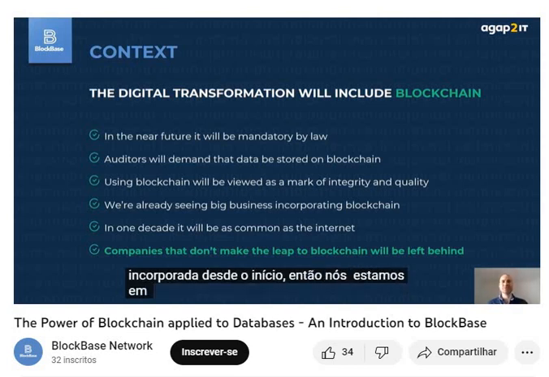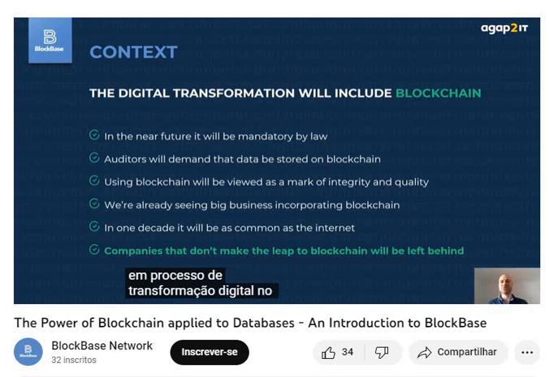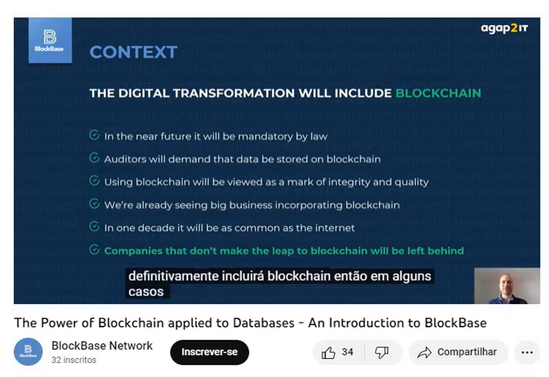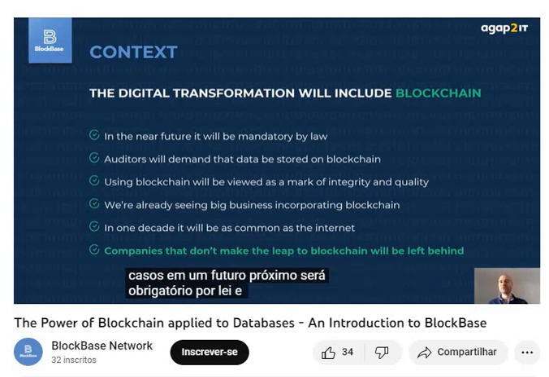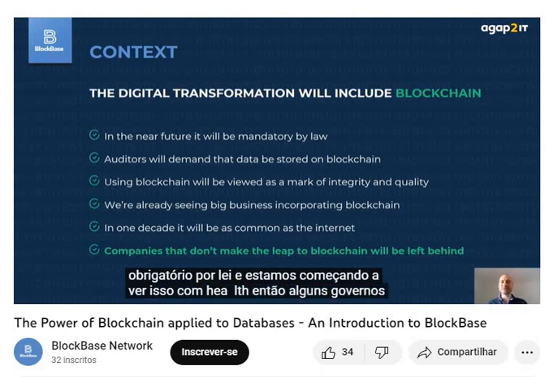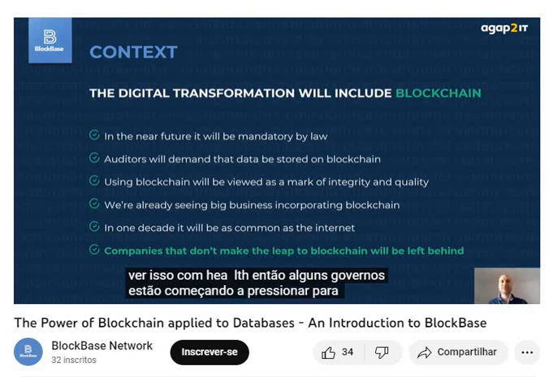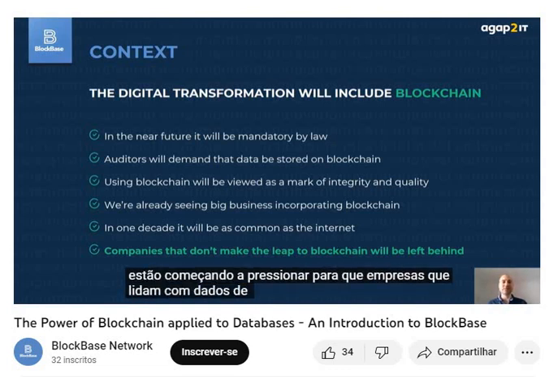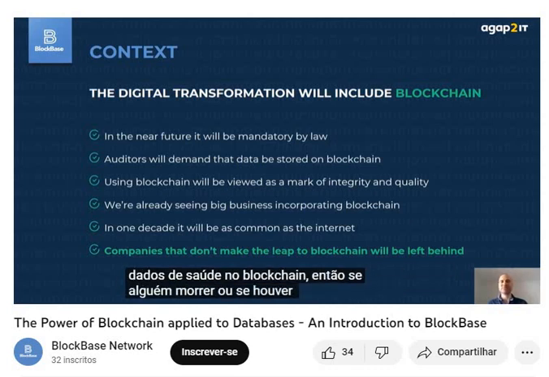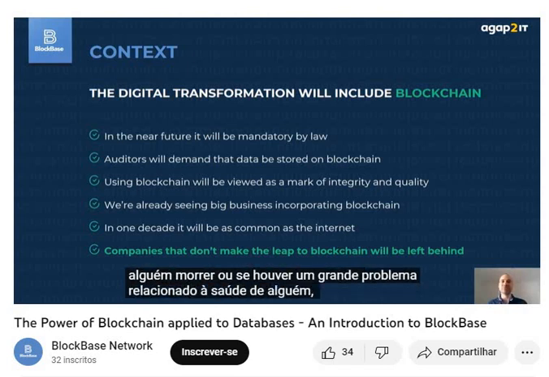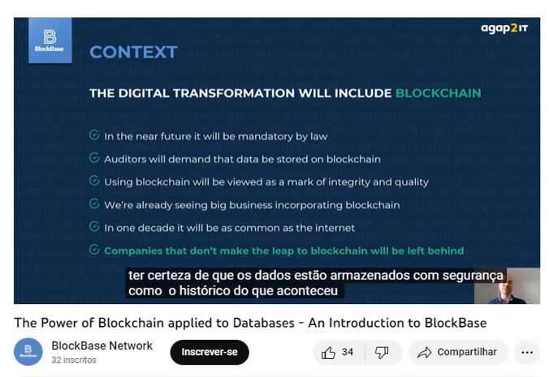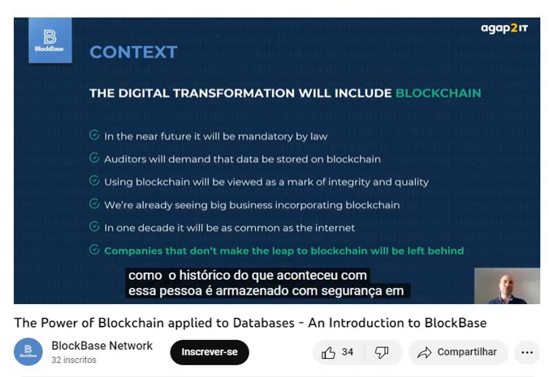So we're in the process of having a digital transformation in the world, and it will definitely include blockchain. In some cases in the near future, it will be mandatory by law, and we are starting to see this with health. Some governments are starting to push for companies that deal with health data to store that health data on the blockchain. So if someone dies, or if there's a big problem related to the health of someone, you can be sure that the data is securely stored, like the history of what happened to that person is securely stored on a blockchain.